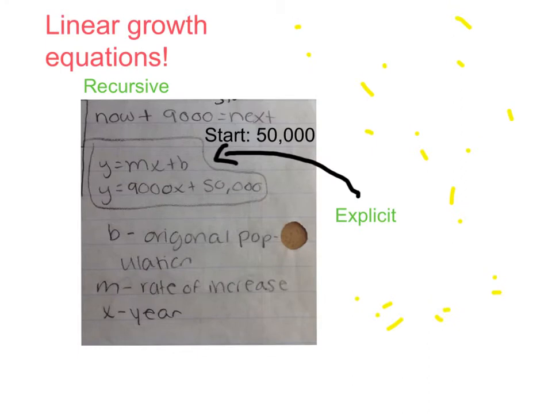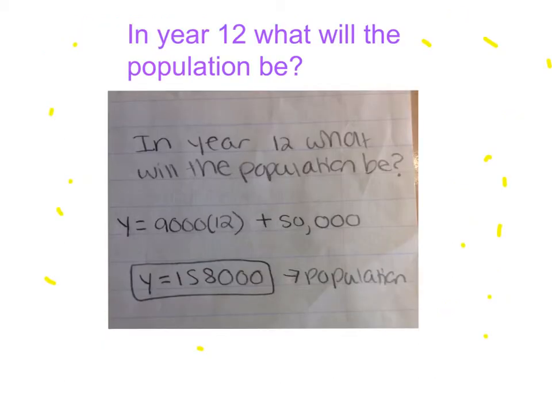This is the linear growth equation. The recursive rule says now plus 9,000 equals next, and the start is 50,000. This is the explicit equation. It says y equals 9,000x plus 50,000. And here's the key, the prediction for year 12. And if you got this right, then good job.